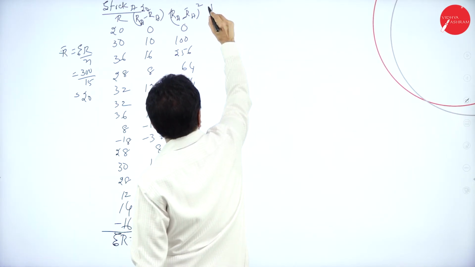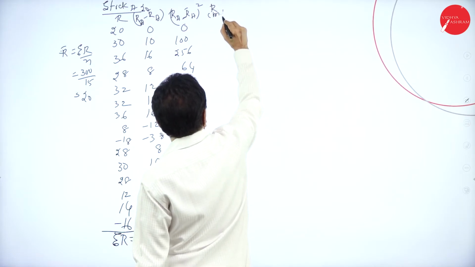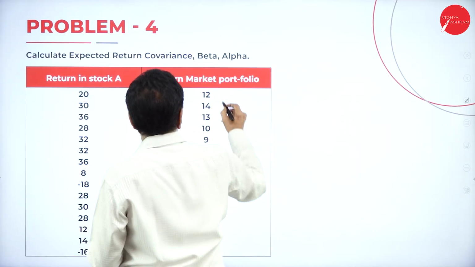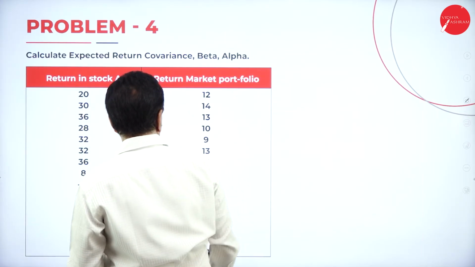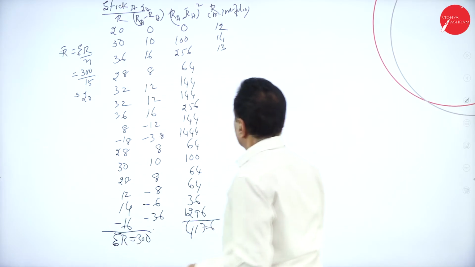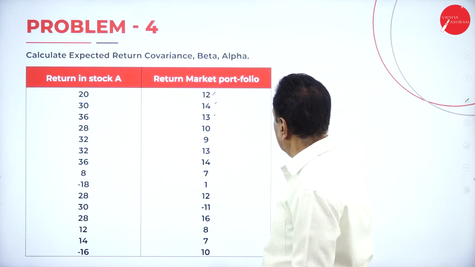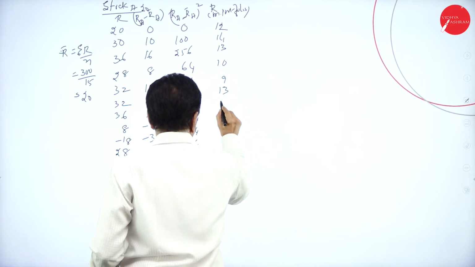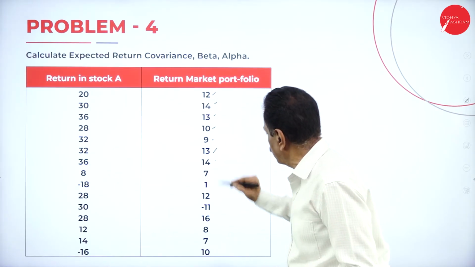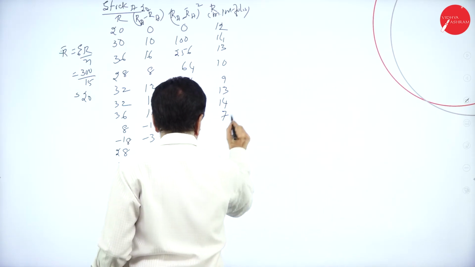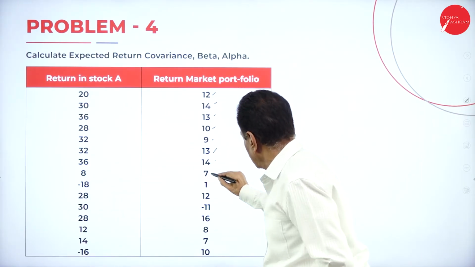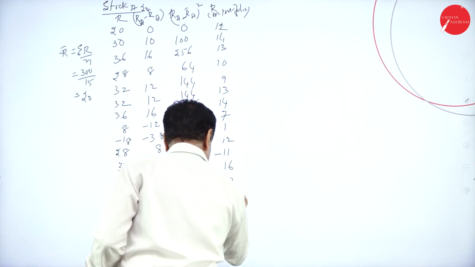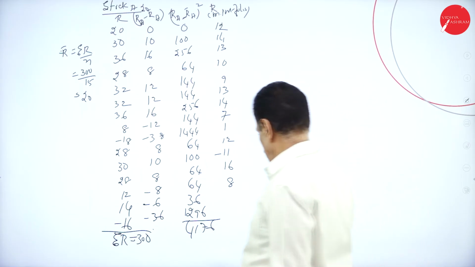Returns of the market portfolio. What are the returns? 12, 14, 13, 10, 9, 13, 14, 7, 1, 12, minus 11, 16, 8, 7, 10.